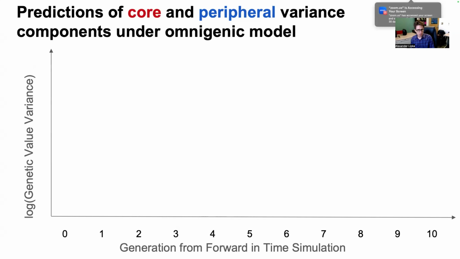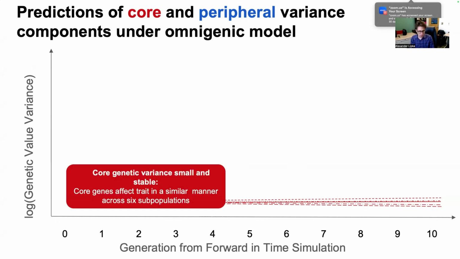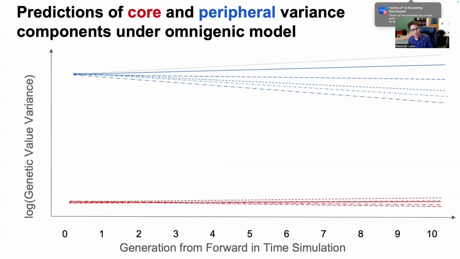If we expected the omnigenic model to be correct, we would have a figure that looks like this mock-up figure that I made. X-axis is generations of selection, and then y-axis is the genetic value variance, log transformed for ease of visualization. So these six different lines depict smoothing lines that we would expect the genetic variance components of our core genes to be. I expect them to be small and stable because core genes, the red genes we saw in the omnigenic model, would have similar effect sizes across different subpopulations. Meanwhile, I would expect the peripheral genes to have larger variance components because there's many more of them, and to vastly differ from one another.